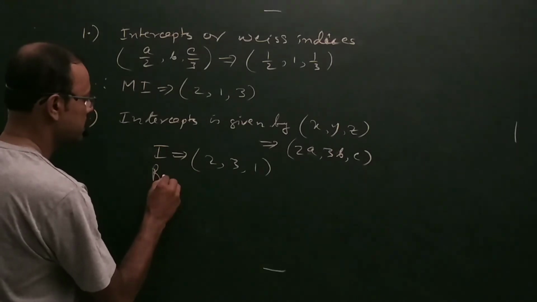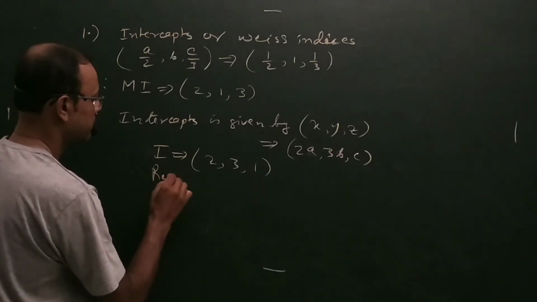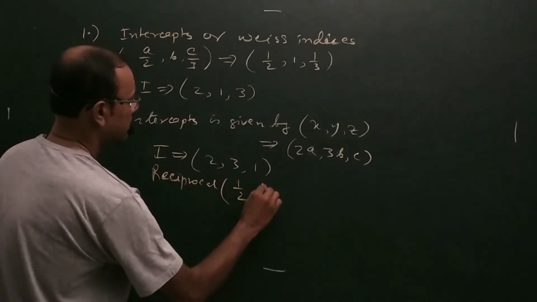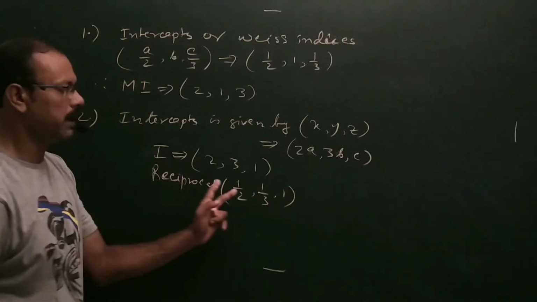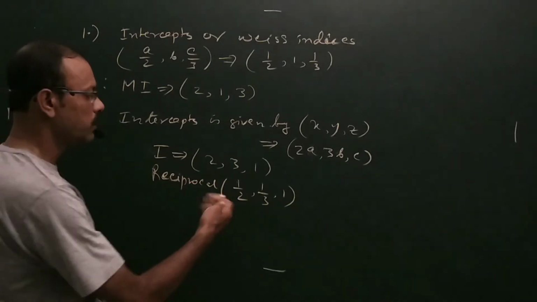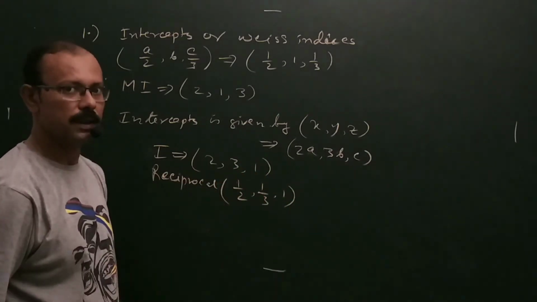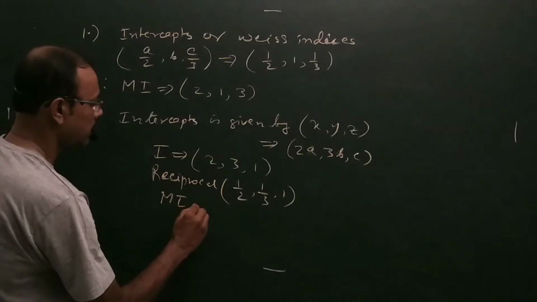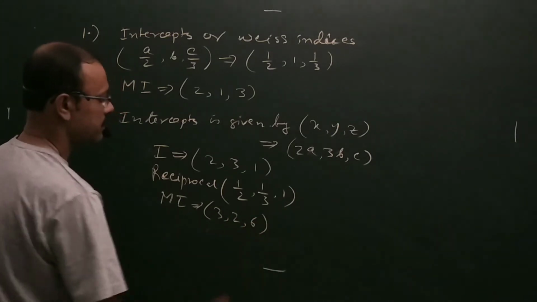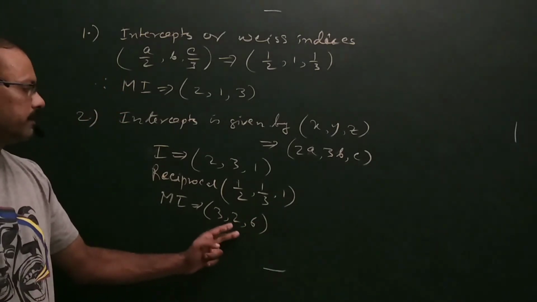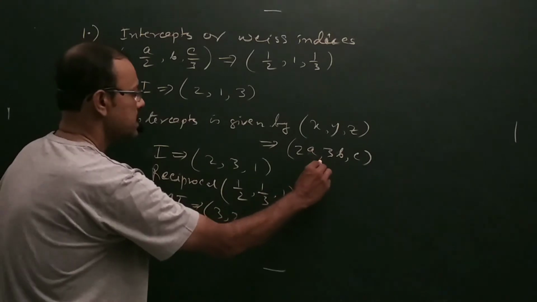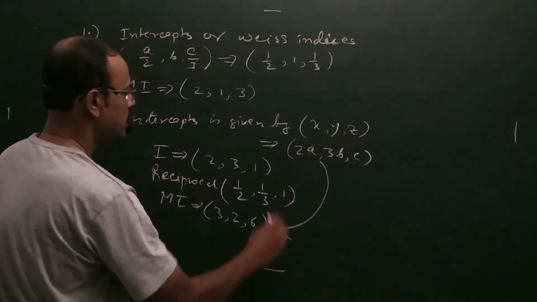So the reciprocals are 1/2, 1/3 and 1 respectively. This should be the Miller indices. But we already know that Miller indices cannot have any fractional value. So we have to multiply all the reciprocals with the LCM, which is 6. So 3, 2 and 6. So this is the Miller indices. These are the Miller indices of the corresponding plane denoted by 2a, 3b and c. We have converted these Weiss indices to Miller indices.